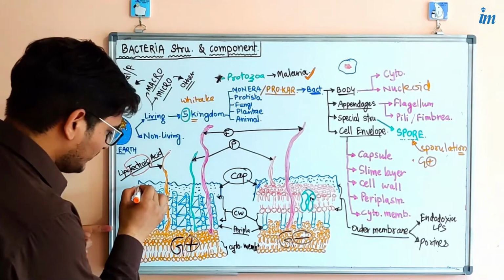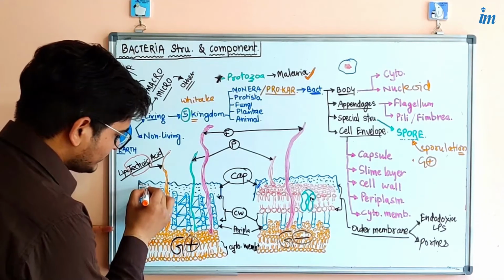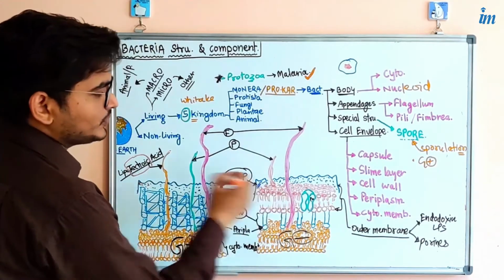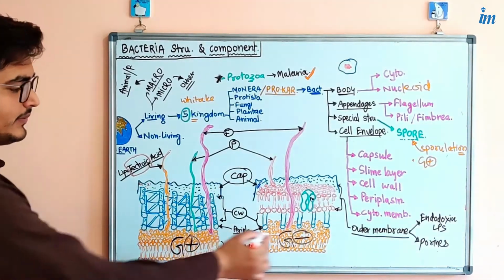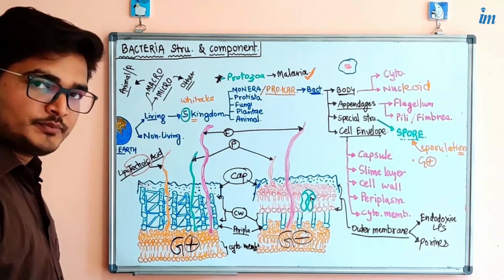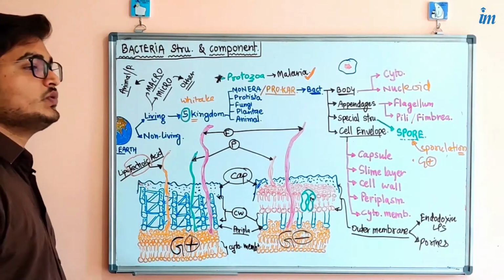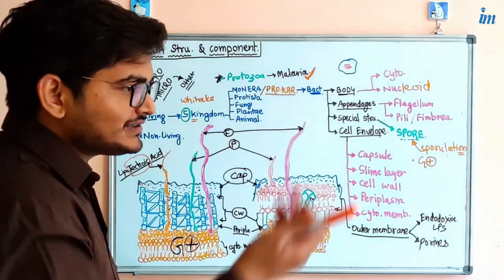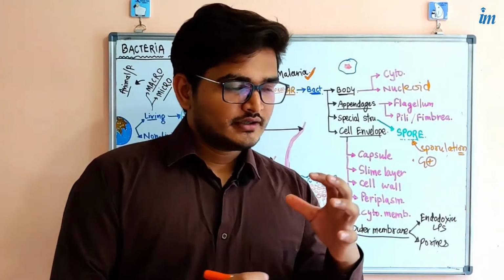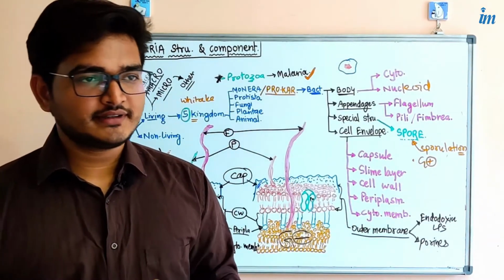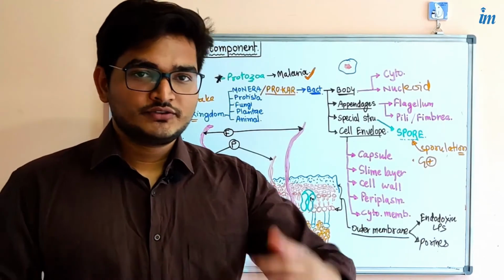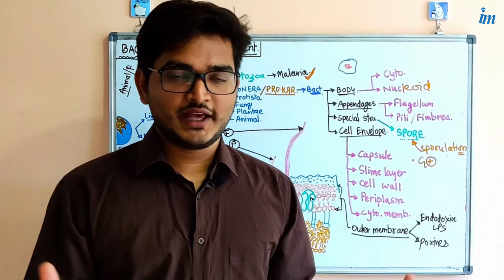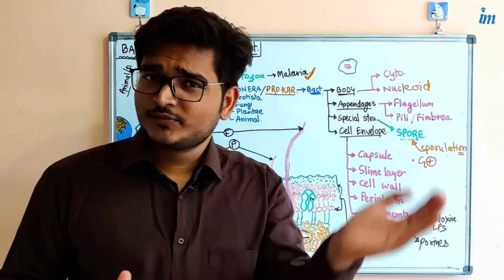See here I have mentioned with the blue color, capsule. Capsule is present in both gram positive and gram negative bacteria. Capsule is the outermost layer. You can imagine a child or any person inside a balloon going into the water, so there is a balloon-like structure outside. Remember, same capsule like that.